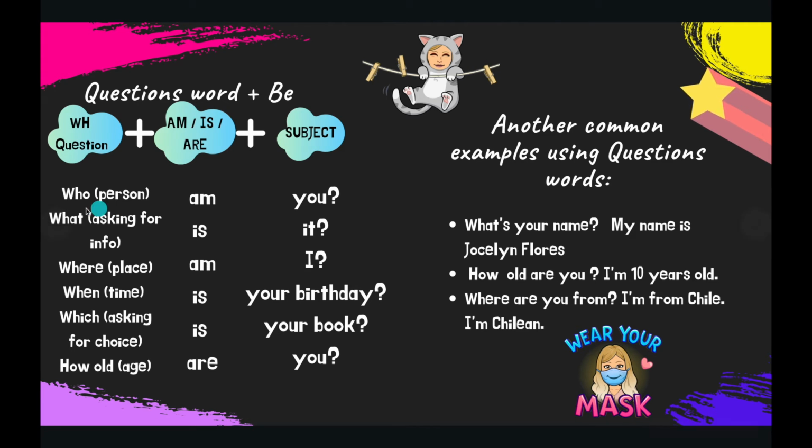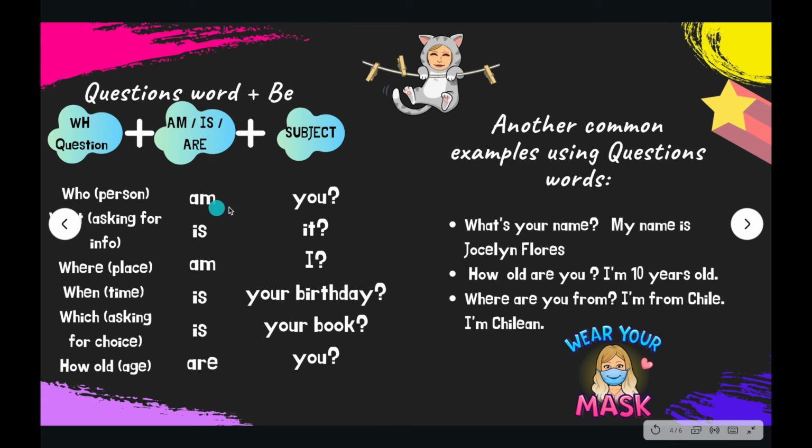Who am you? Then we have what, asking for information. What is it? Then we have where, for place. Where am I? Then we have when, for time. When is your birthday? And then we have which, asking for choice. Which is your book? And finally, how old, that represents the age. How old are you?